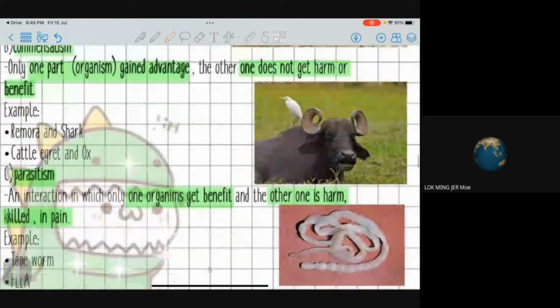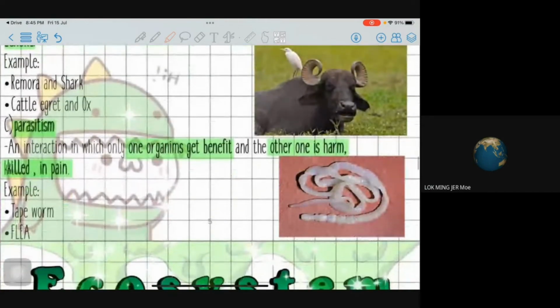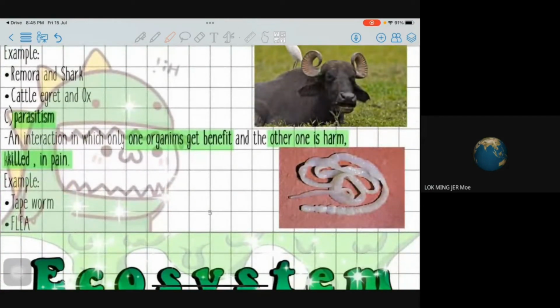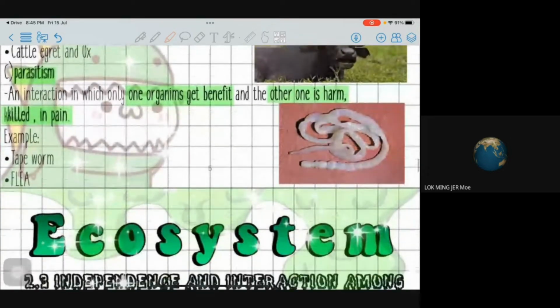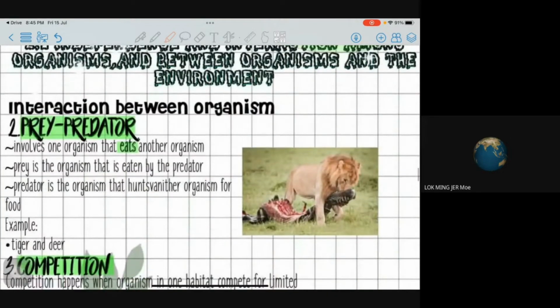How about parasitism? Yeah, one gains benefit and another one is harmed. For example, tapeworm. Yes. Okay. Move to the next one.